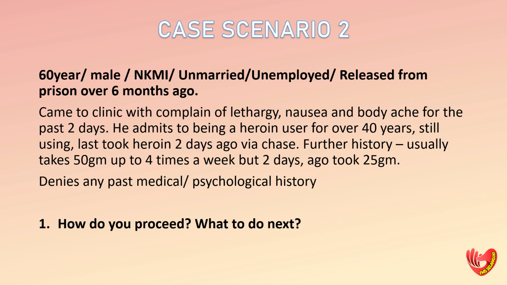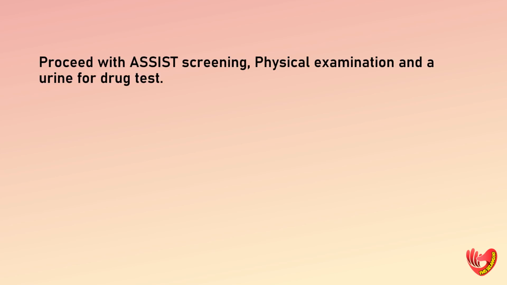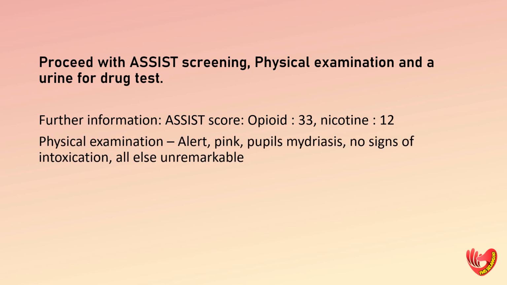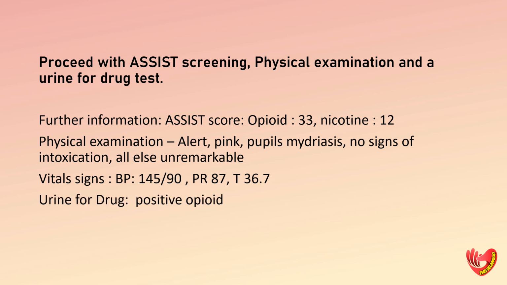So how do you proceed? What do you do next? So you should proceed with ASSIST screening, physical examination, and a urine drug test. So your information shows ASSIST score of opioid 33, nicotine of 12. Physical examination: alert, pink, pupils mydriasis, but no signs of intoxication. Otherwise, all else are unremarkable. Vital signs, BP 145/90, pulse rate of 87, and urine for drug shows positive opioid.